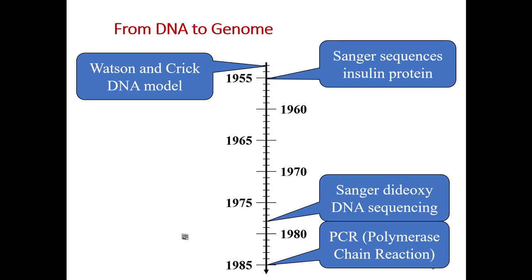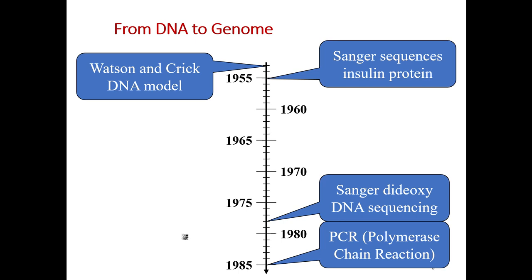Then in 1955, Frederick Sanger determined the sequence of insulin protein. So all of you know insulin is a protein, and all proteins are made up of amino acids. So he actually determined the amino acid sequence of insulin protein. And he was the first person to determine the sequence of any protein in human history. So he was awarded the Nobel Prize for determining the sequence of insulin protein.